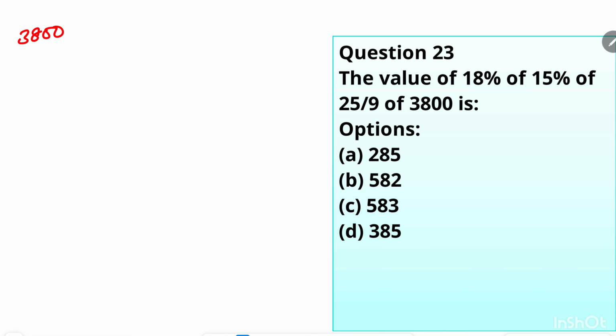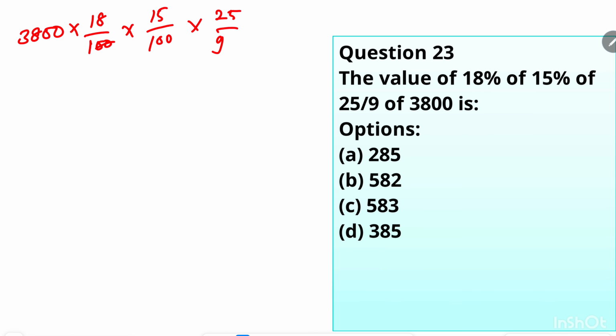The value of 18% of 15%, we have all learned that wherever you see 18 in the percent, we can directly write it 18 upon 100. Wherever you see that 15%, that means we can directly write this number in the form of 15 upon 100, right? And then of 25 upon 9 of, we have already written 3800 here. So now when you divide it, you will get the answer.